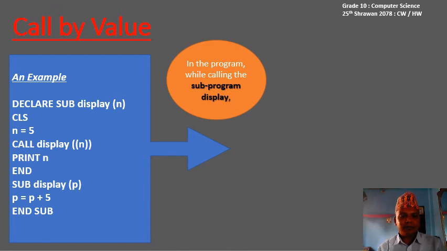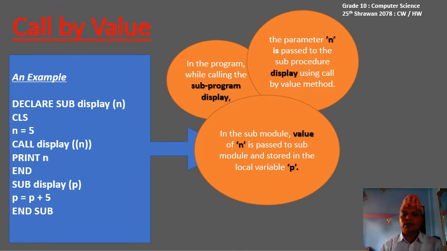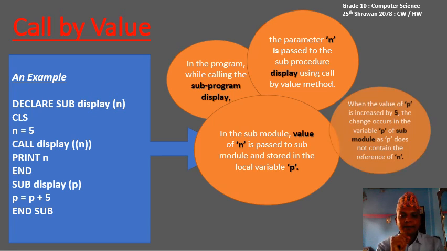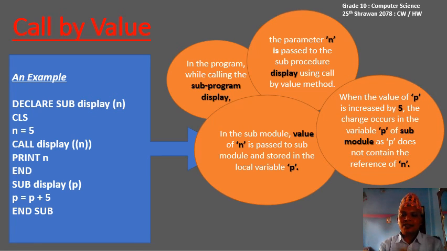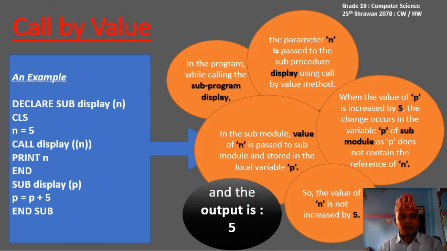In the above program, while calling the subprogram display, the parameter n is passed to the subprocedure display using call by value method, and in the submodule value of n is passed to the module and stored in the local variable p. So when the value of p is increased by 5, the change occurs in the variable p in the submodule, as p does not contain the reference of n. So the value of n is not increased by 5. So that's why the output is 5.